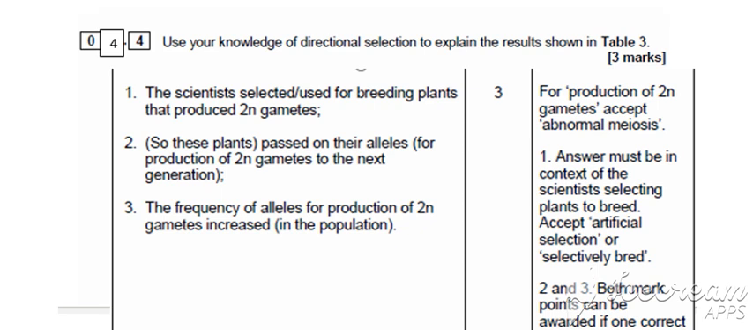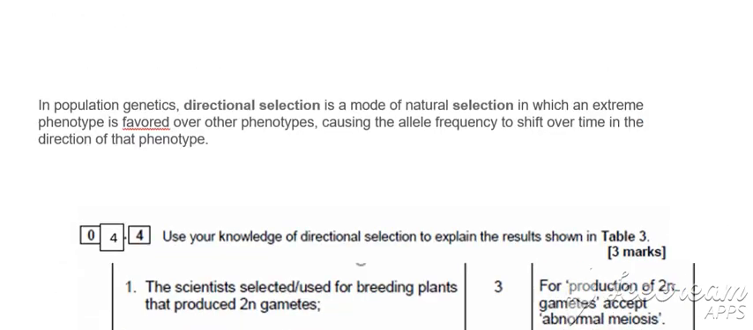4.4. Use your knowledge of directional selection to explain the results shown in Table 3. So, directional selection is the mode of natural selection in which an extreme phenotype is favoured over other phenotypes, causing the allele frequency to shift over time in the direction of that phenotype.